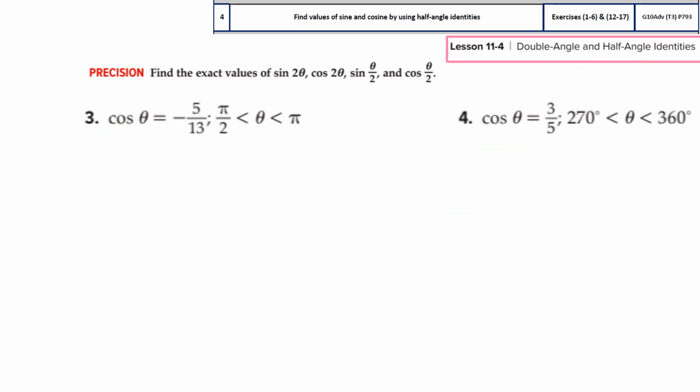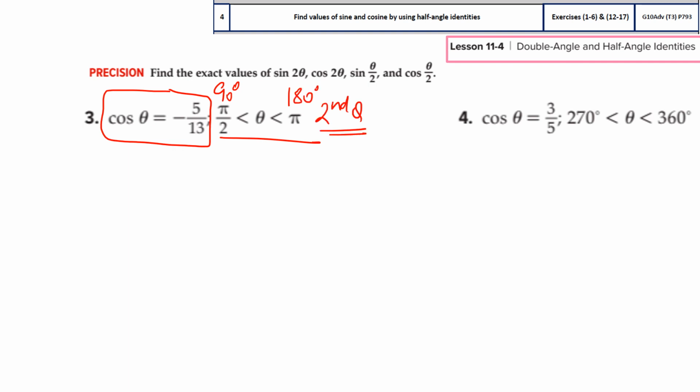Now let's solve question number 3. Here you are given the value of cos theta. Also, you are given the quadrant, so this is 90 to 180. That means we are in the second quadrant. So I hope you remember from school to college, in the second quadrant, sine theta will be positive and its reciprocal will be positive. Everything else will be negative.